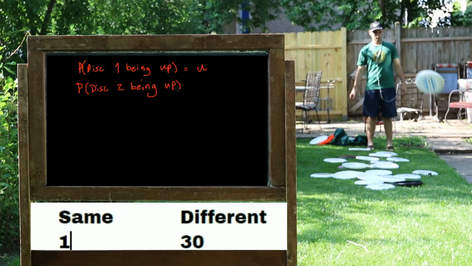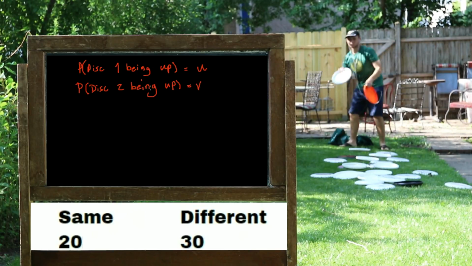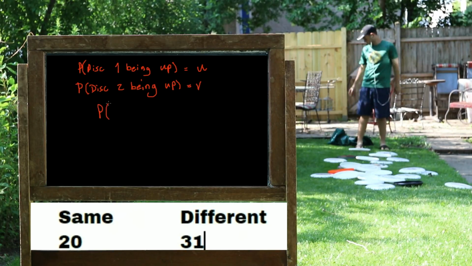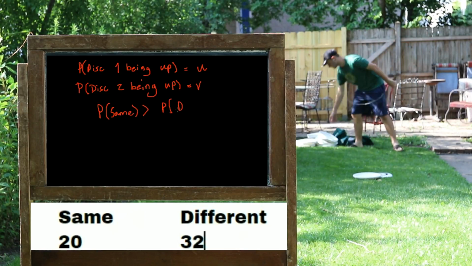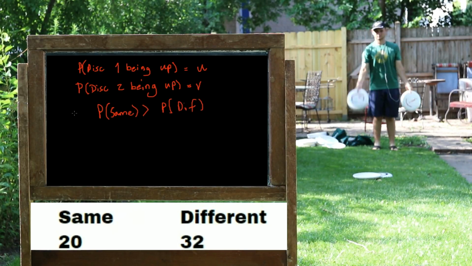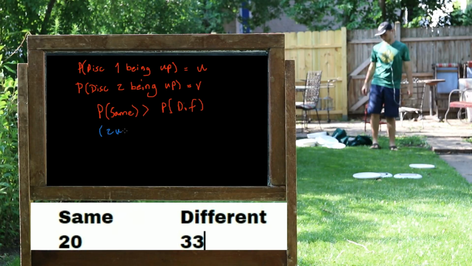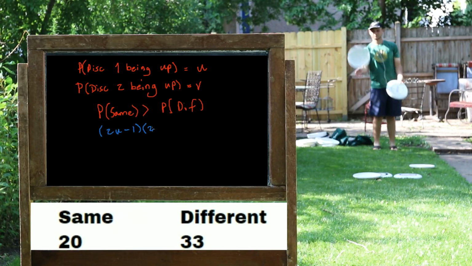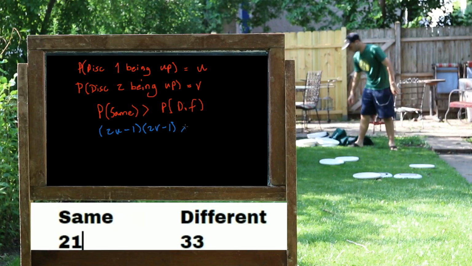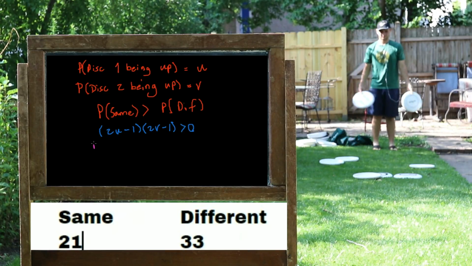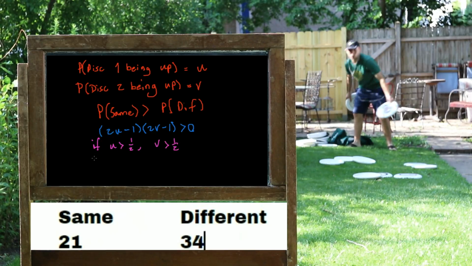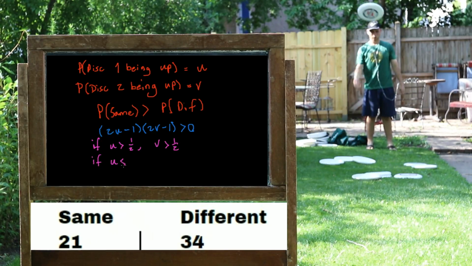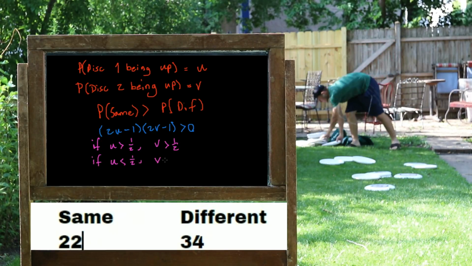So now, I said the probability of disc 1 being up is u, and the probability of disc 2 being up is v. I then repeated the same process, but this time using the variable v, and it factored out to be (2u minus 1)(2v minus 1) is greater than 0. And from this, we got that if u is greater than 1 half, then v would also have to be greater than 1 half. And if u is less than 1 half, then v would also have to be less than 1 half, in order for the probability same to be greater than the probability different.